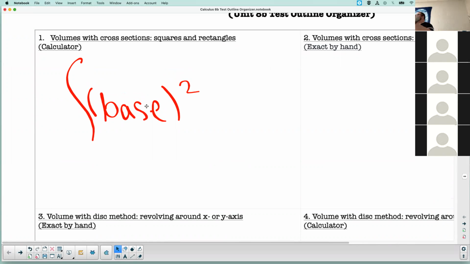On number one, it says calculator. So this is set up the exact same as the last test was, where a majority of the test is set up to be allowed to use your calculator. So you'll be asked to write two answers. The first answer would be the equation that you would type in the calculator to get the answer. The second thing would be the actual answer.